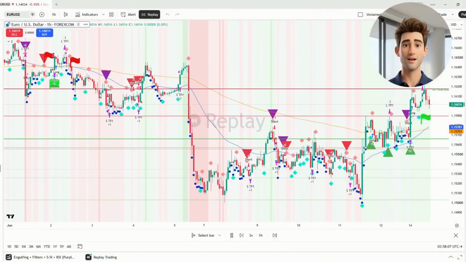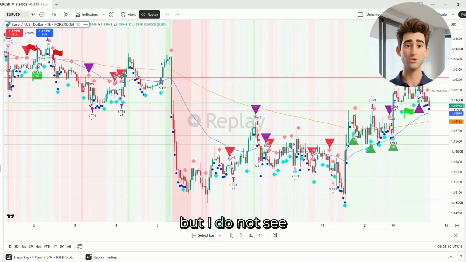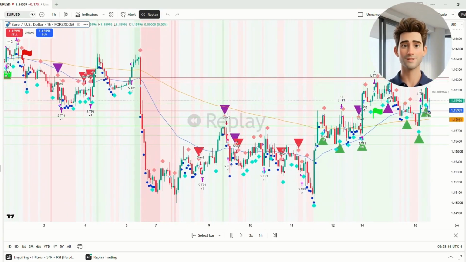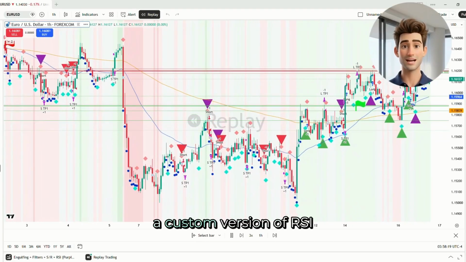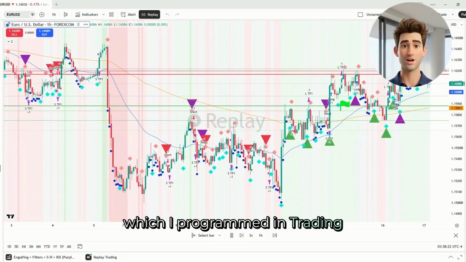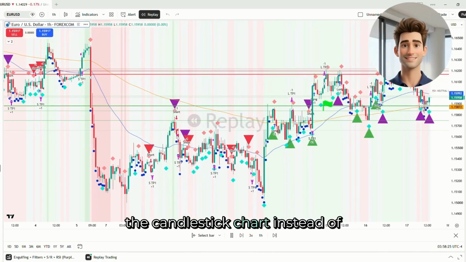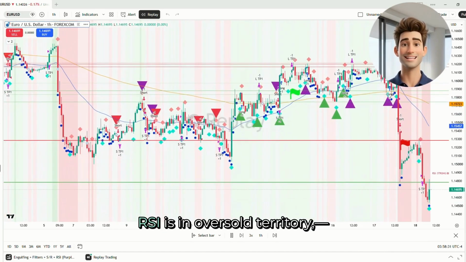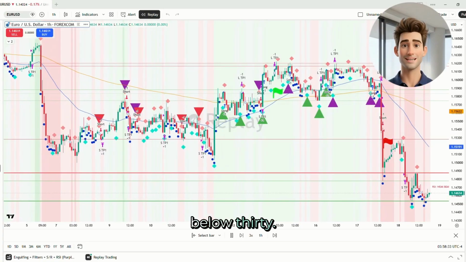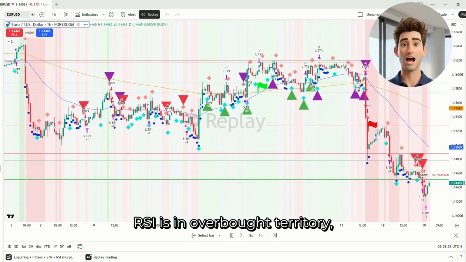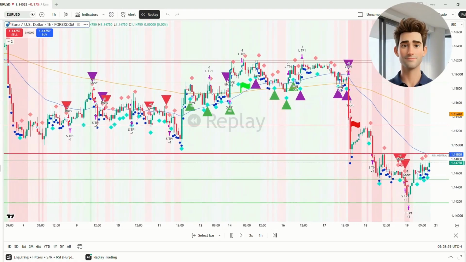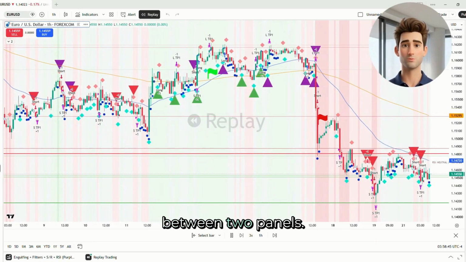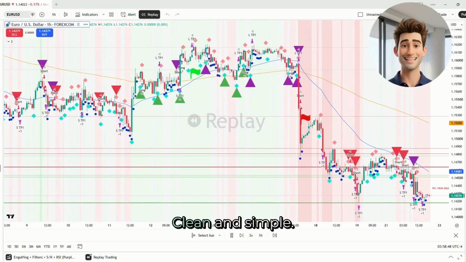Now you may be wondering, Frank, I see green and red spots on your chart, but I do not see a separate Relative Strength Index panel. How does that work? Great question. The indicator I use is a custom version of RSI, which I programmed in TradingView that plots directly onto the candlestick chart instead of in a separate panel below. The green spots appear when RSI is in oversold territory, below 30. The red spots appear when RSI is in overbought territory, above 70. This means I can see the momentum signal right on the price chart without having to look up and down between two panels. Everything is in one place, clean and simple.